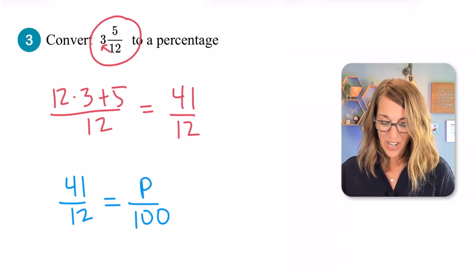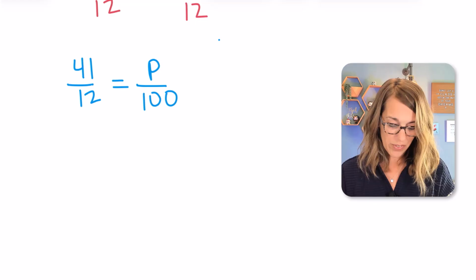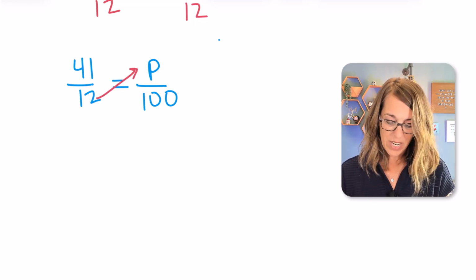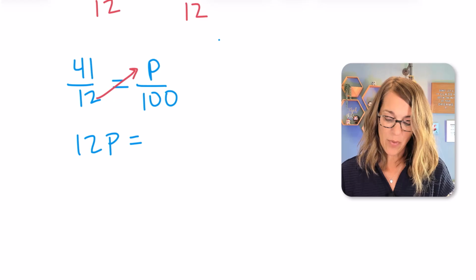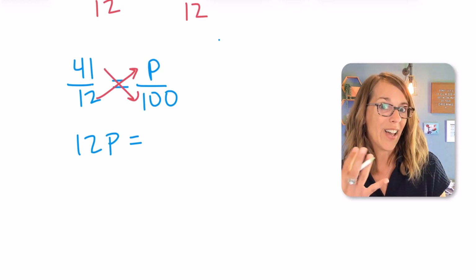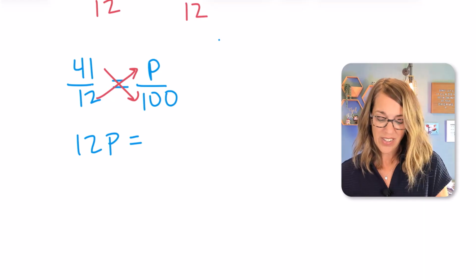I've got this one already set up in my proportion. Let's go ahead and do that. So I need to multiply 12 times p. 12 times p gives me 12p. I'm going to do the same thing and multiply 41 times 100. That 100 makes it really nice because I know it just gives me 2 extra zeros. So that's going to give me 4100.